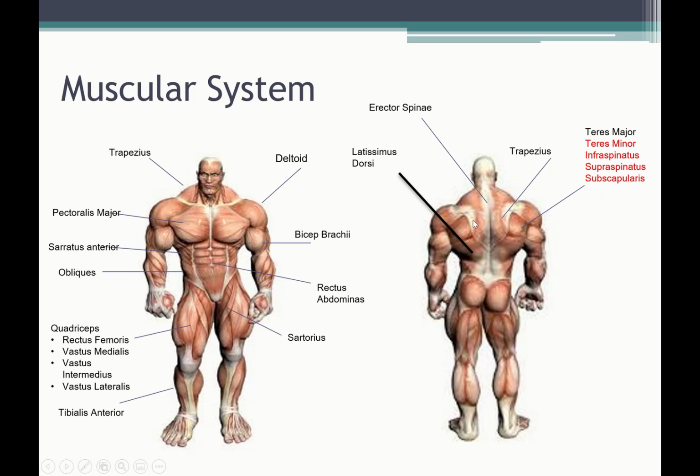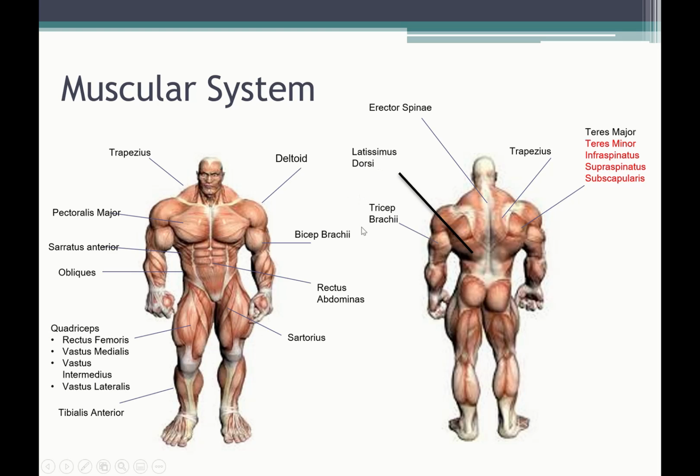The latissimus dorsi is the largest back muscle, which you can find here in the middle back, all the way down to the lower back as well. And we find this either side of the erector spinae, and is pivotal in a lot of pulling movements.